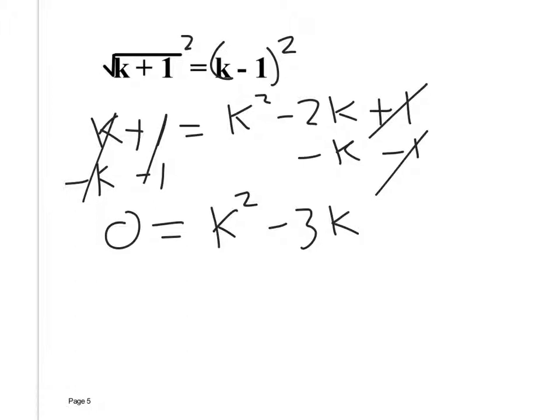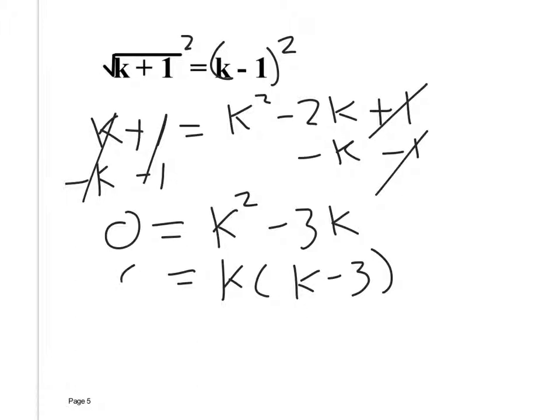Is there anything I can factor out of k squared minus 3k? K. What would be left? If I took k out of k squared, what would be left? K. If I took k out of minus 3k, what would be left? Minus 3. It's division, right, not subtraction. So it would be minus 3.